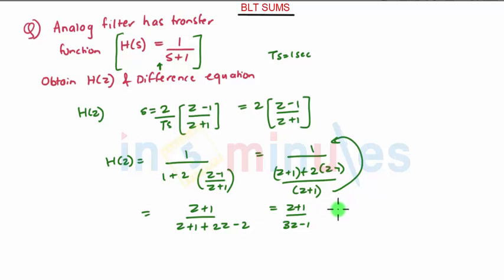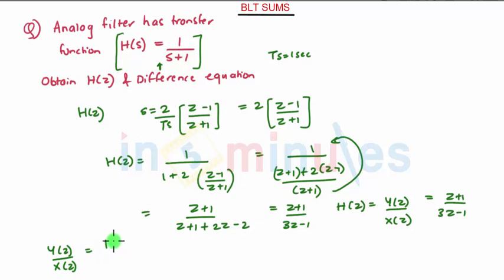So we can express this as h of z is equal to y of z upon x of z, that is z plus 1 upon 3z minus 1. So now we have to convert this into negative power of the z. While converting to the negative power of the z, we have to divide the numerator and denominator by z. So y of z upon x of z is equal to 1 plus z raised to minus 1 upon 3 minus z raised to minus 1. This is done by dividing z on both the sides.